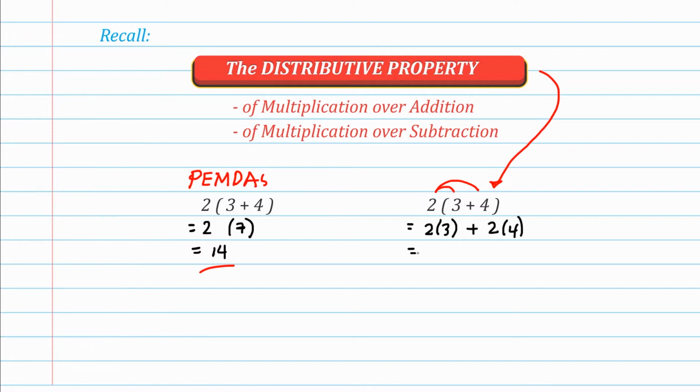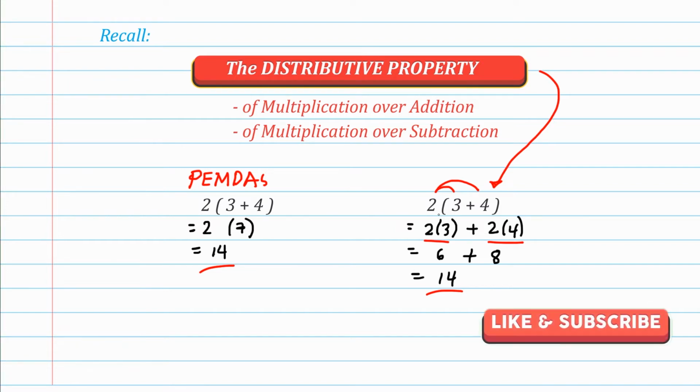We now continue. Of course, we should multiply these 2 first before adding. Doing that, we have 2 times 3 is 6, plus 2 times 4 is 8. In the end, we have 6 plus 8, 14, which is just equal to this one. So whether you use the distributive property or PEMDAS rule, kapag ganitong case, you will have the same answer. Now let's go to sets and apply this property.